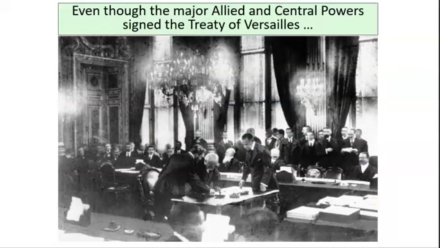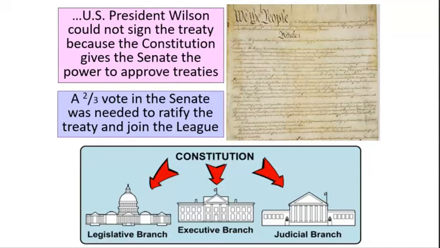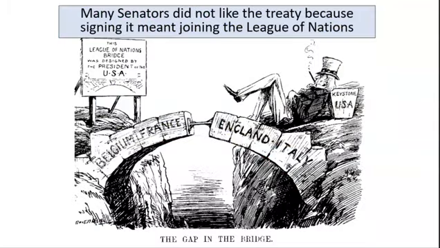However, even though all of the allies and the Central Powers signed the Treaty of Versailles, Wilson could not. And that's because of a quirk in our Constitution which says that the president can negotiate a treaty, but the Senate has to be the one to actually approve it and to join the League of Nations. The problem was, though, that most senators didn't like this, right? Because to sign this meant to join the League of Nations. And this would be, for us, a kind of a repudiation, a violation of our promise to never get involved in European affairs. And eventually, we didn't.